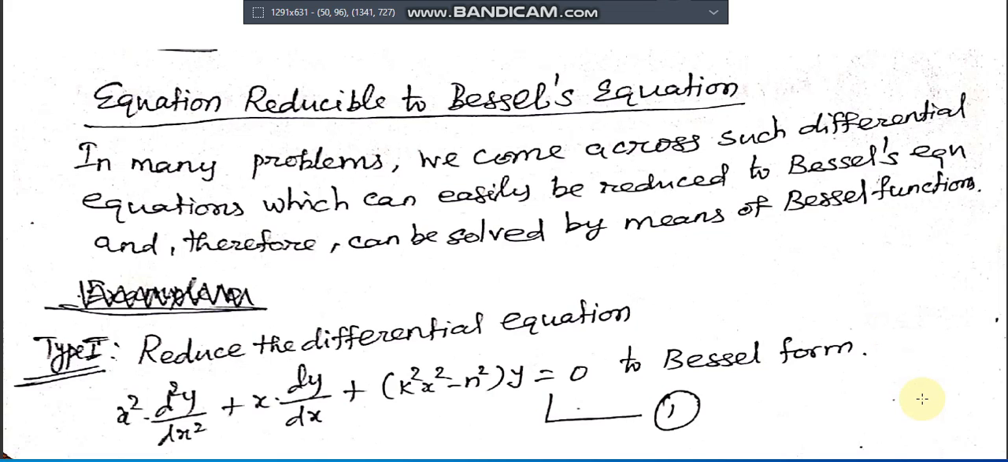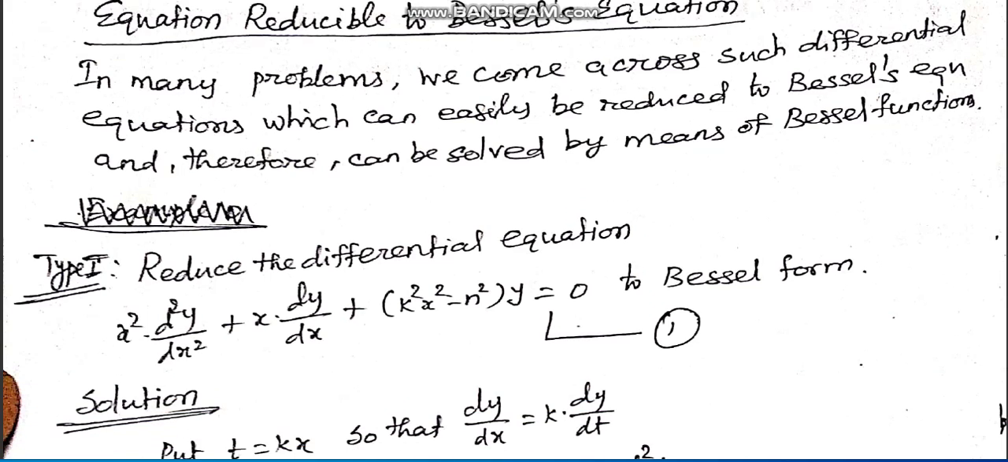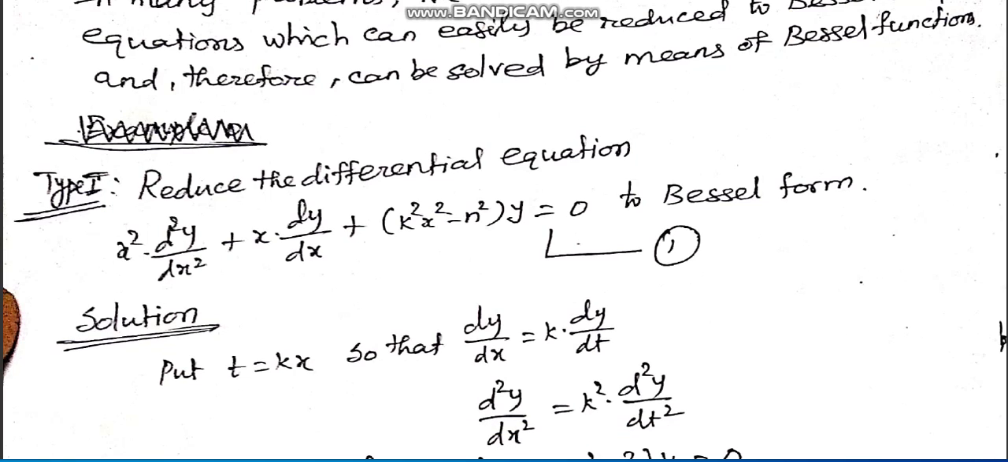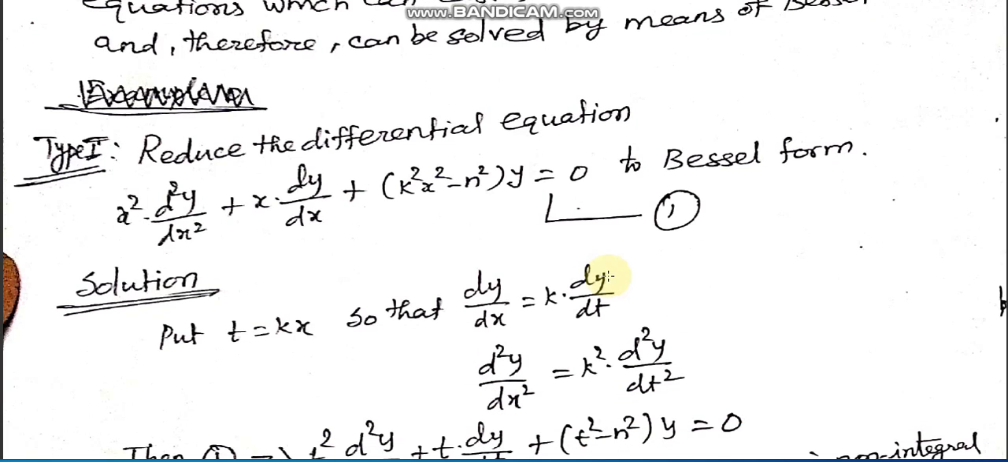This is type 1 Bessel's equation. Reduce this differential equation, that means the Bessel's equation, to the Bessel's form. This differential equation, we need to change it into Bessel's form.